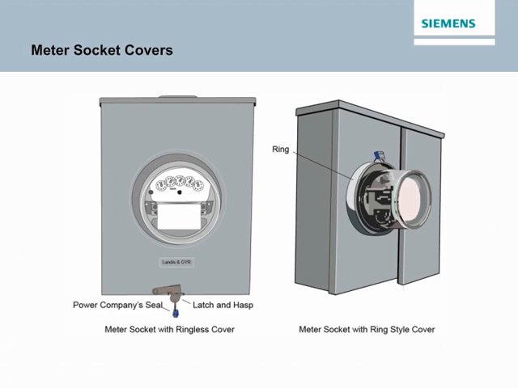A ringless type meter socket requires the meter to be installed before the cover is closed. After the cover is closed, a latch and hasp mechanism holds the cover in place. A power company seal is attached to the mechanism to prevent tampering.